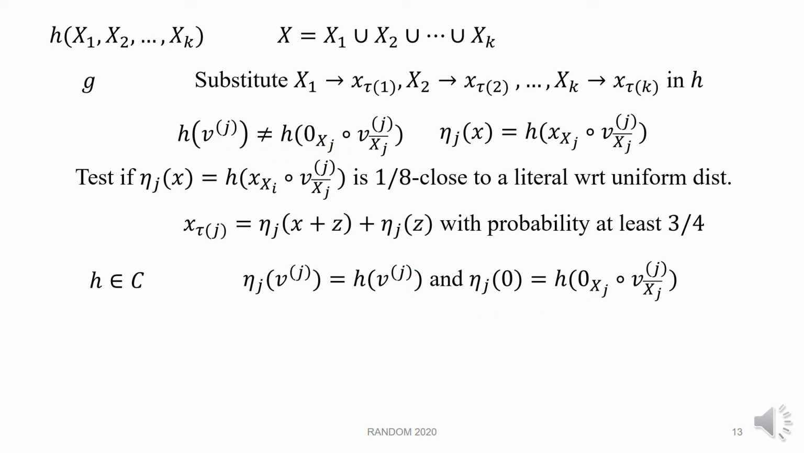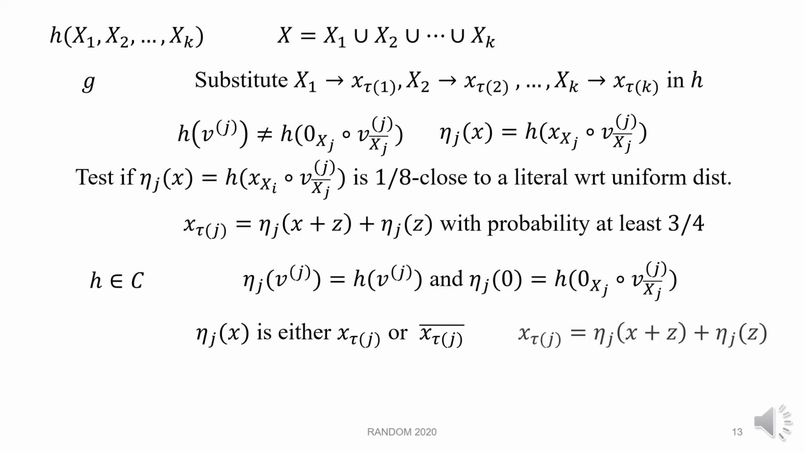Since V is a witness, they are not equal. Now since xj contains only the relevant variable x_τj, eta_j depends only on this variable. So eta_j is either x_τj or x_τj negated. In this case, it is easy to see that the self-corrector gives x_τj with probability 1. For any random z, with probability 1, we have x_τj.